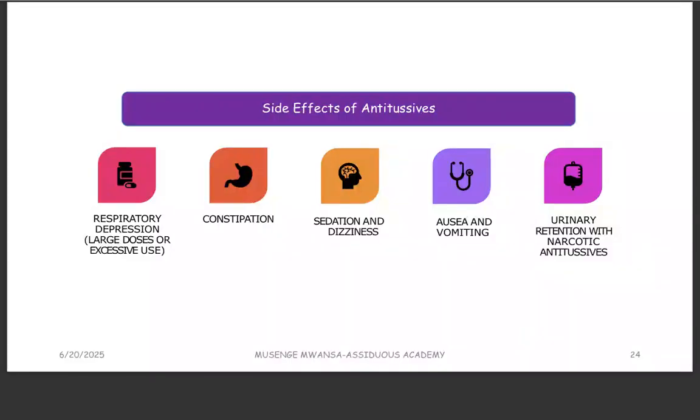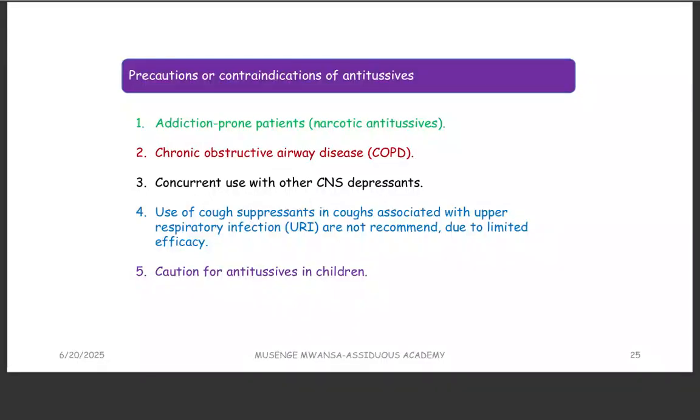Okay, decongestants. The side effects of the antitussives are generally respiratory depression, constipation, sedation and dizziness, nausea and vomiting, and also urinary retention with the narcotic antitussives. Precautions when you are using the antitussives: addiction prone patients, when you are using narcotics, you should take precaution because they can end up worsening that, or you are giving someone that abuses them, they can end up continuing to take them even when they don't need them. Chronic obstructive airway disease also requires precaution.